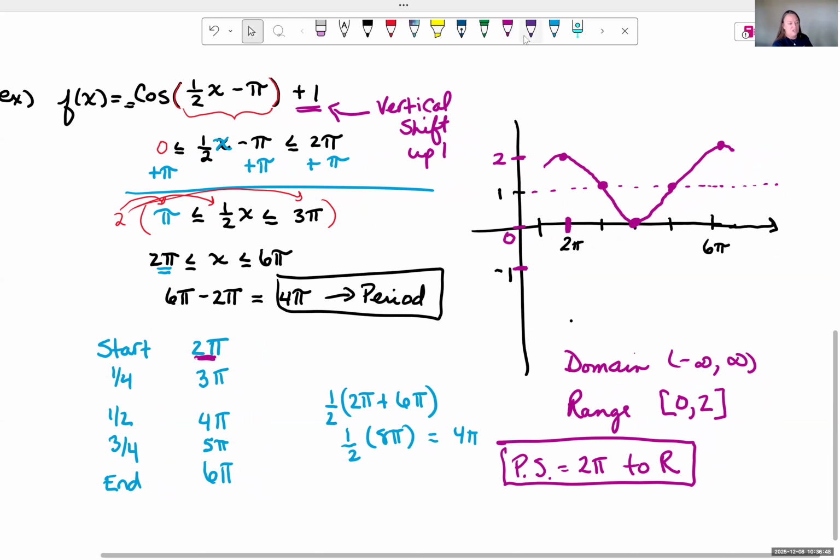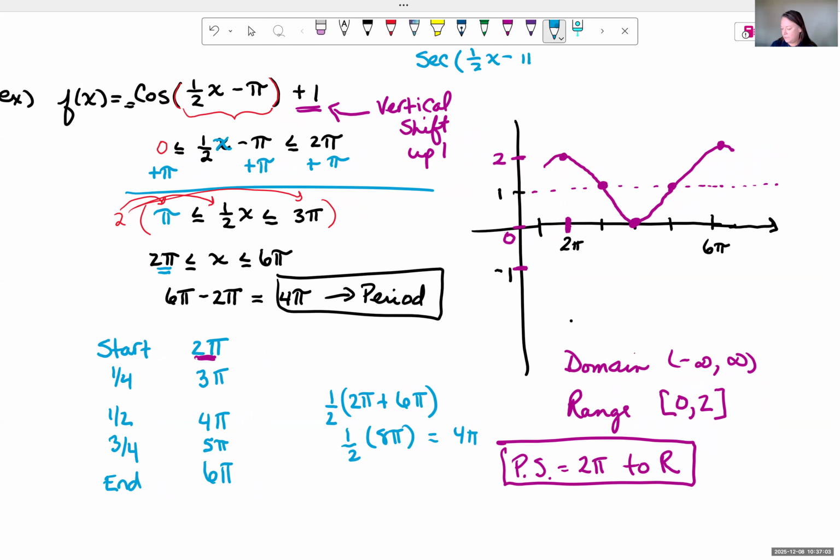The next part of this question asked you to graph the reciprocal function. So our reciprocal function was the secant of 1/2 x minus pi plus 1. Well, to get this graph, we had to graph the cosine function, which we have. Anywhere it hits our midway line, those are our vertical asymptotes. It's undefined there. So I can see that it's hitting there at 3 pi. That was a 5 pi. It's going to hit again at 7 pi.